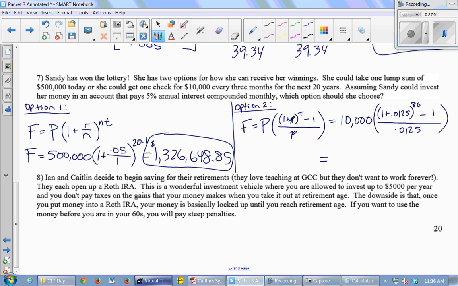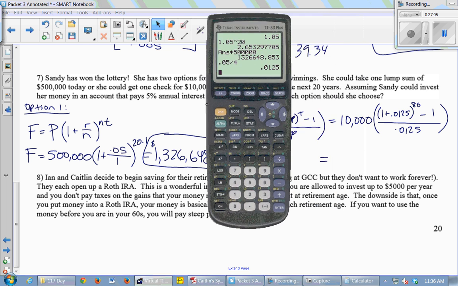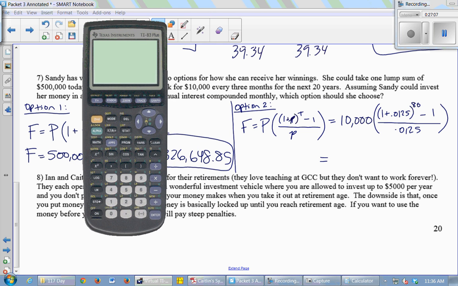So now I'm just going to have my calculator do all of this so that I don't have to write down any decimals here. I'm working inside the parentheses first. The 1 plus the 0.0125 is 1.0125. Raise that to the 80th because exponents come next. Then I subtract the 1.